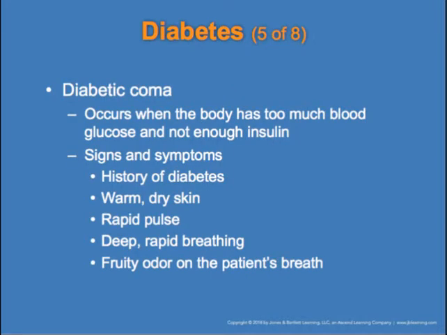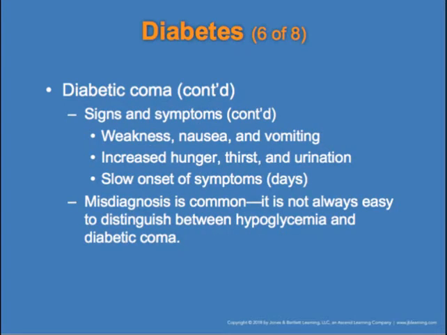Diabetic coma occurs when the patient has had too much glucose but not enough insulin, right? Too much sugar but not enough keys to get that sugar into the cell. Signs and symptoms, things like history of diabetes, right? Warm, dry skin, rapid pulse, deep, rapid breathing, fruity odor on the patient's breath are all examples of diabetic coma. Signs and symptoms: weakness, nausea, vomiting, increased hunger, thirst, urination, slow onset of symptoms of diabetic coma, right?